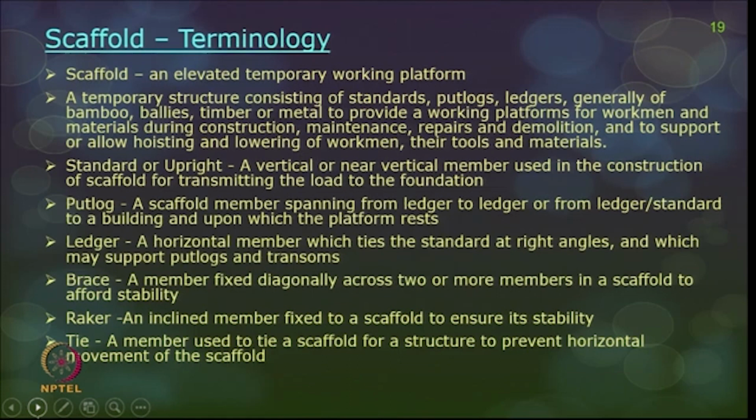And what is a ledger? It is a horizontal member which ties the standards at right angles and which may support the putlogs and other members. A brace is a member fixed diagonally across two or more members in a scaffold, primarily for the stability of the whole scaffold. A raker is an inclined member fixed to the scaffold to ensure stability, and ties are used to tie the scaffold to the structure in order to prevent horizontal movement of the scaffold.